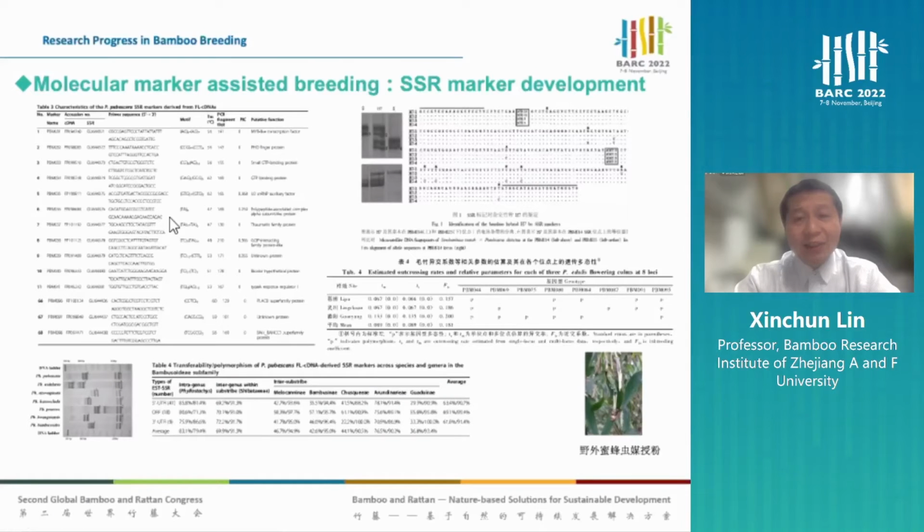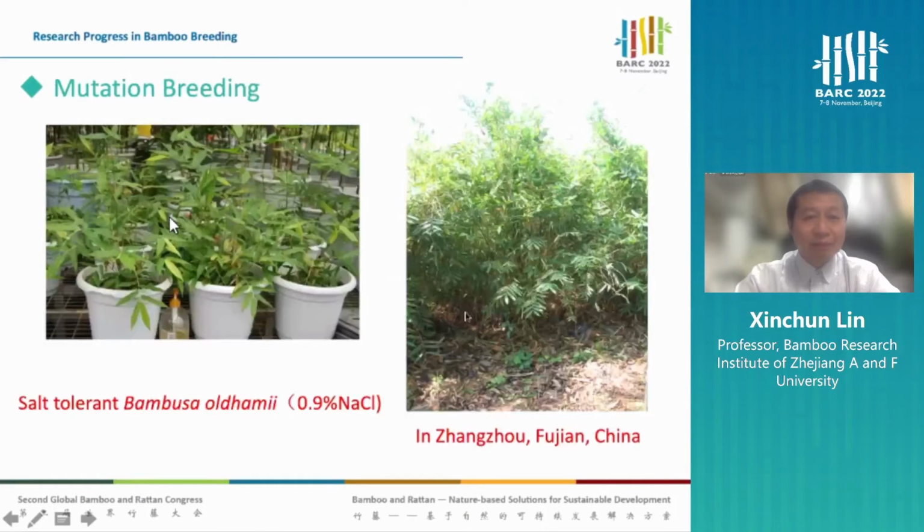And also we developed an SSR marker method in order to identify and select the crossbred species in the early stage. Bamboo is believed to be self-bred, but in the field, we also find some bees pollinating the bamboo. From this perspective, we can see bamboo is mainly self-bred, but sometimes it is not absolute.